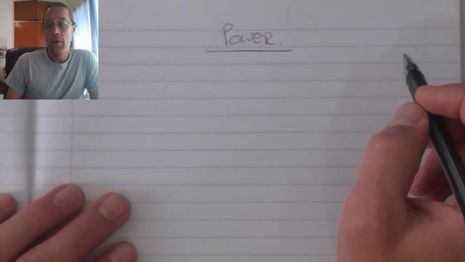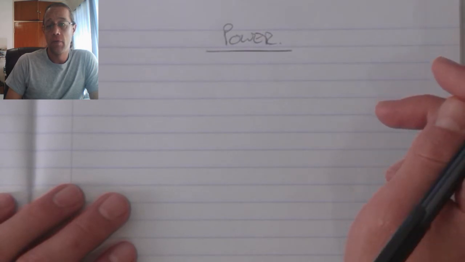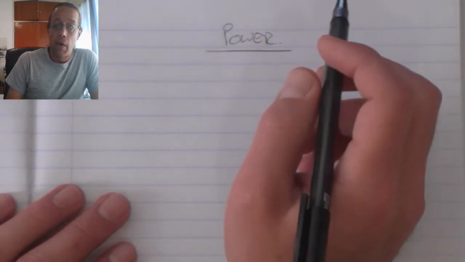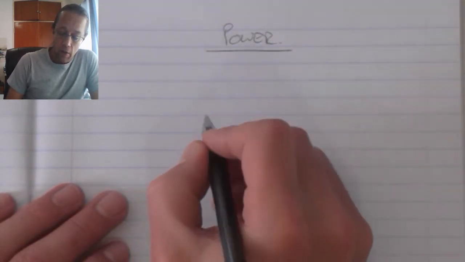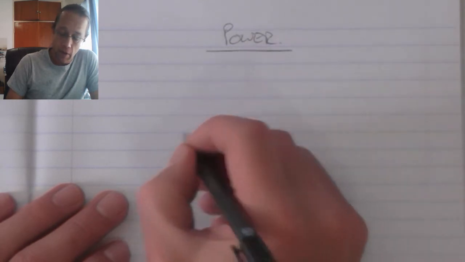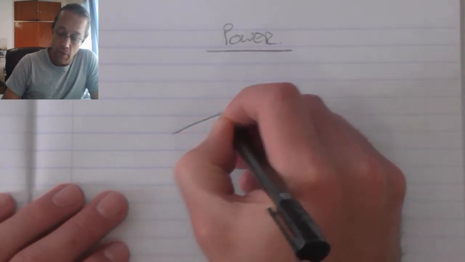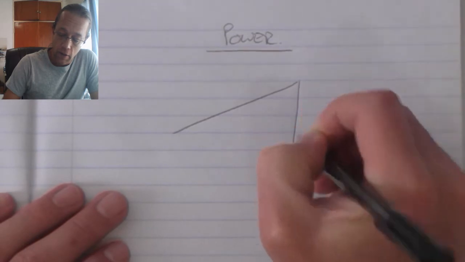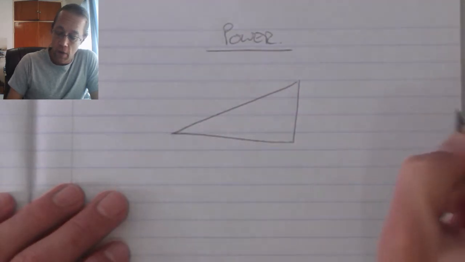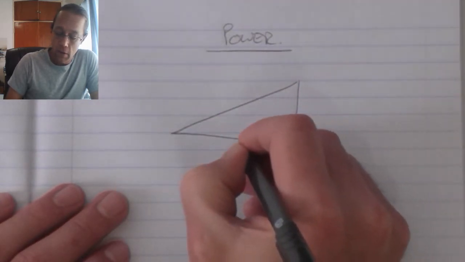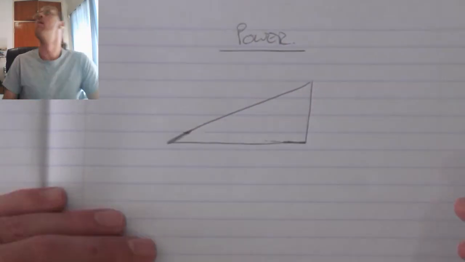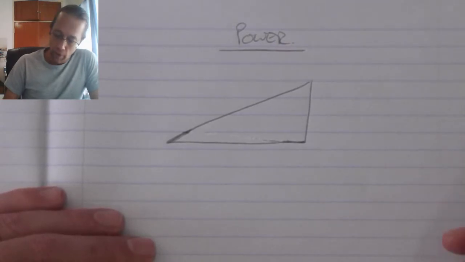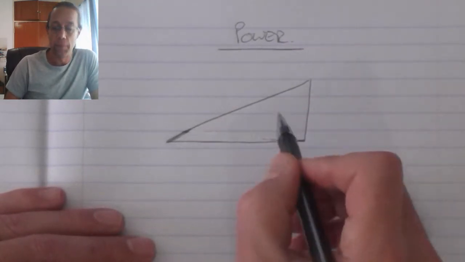Power in a circuit refers to the amount of energy that can be converted from one form to another. Looking at RLC circuits, we find that there are three types of power present in that RLC circuit. Those are my three legs of my power factor triangle. The first is my true power.